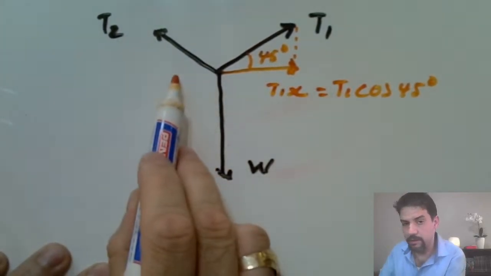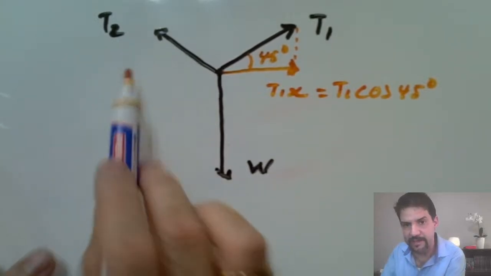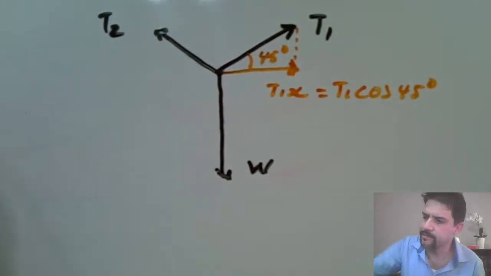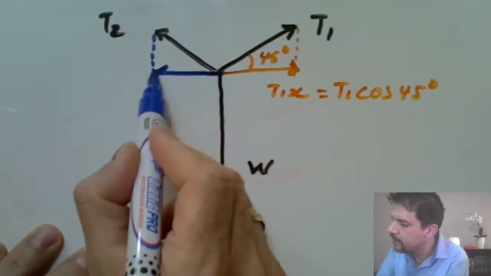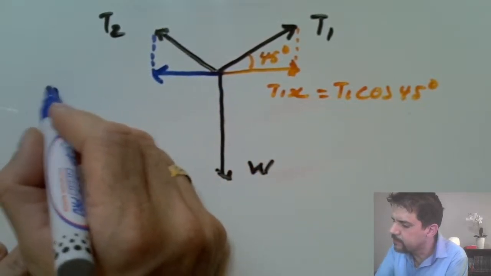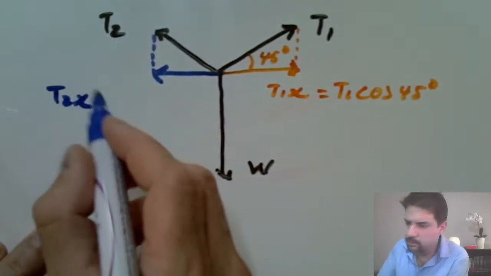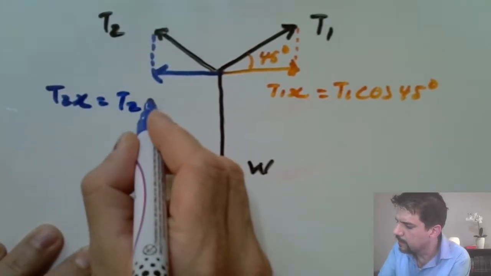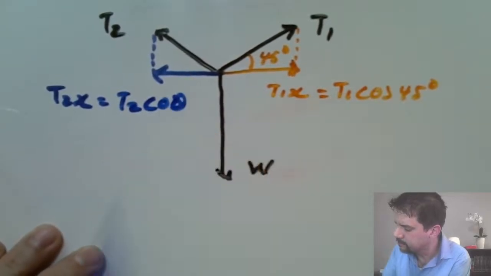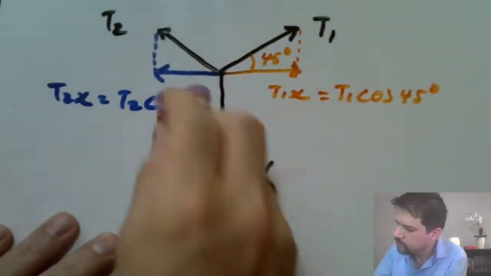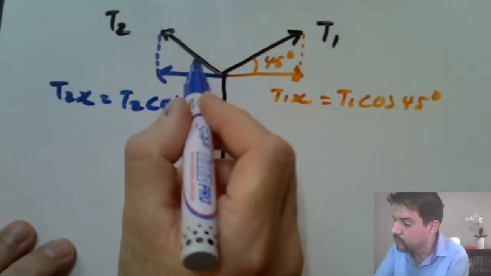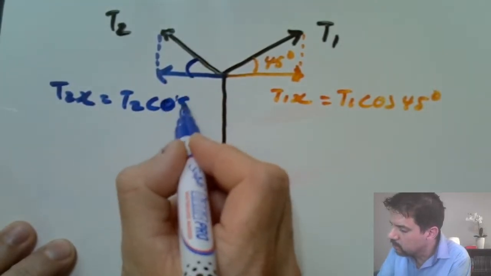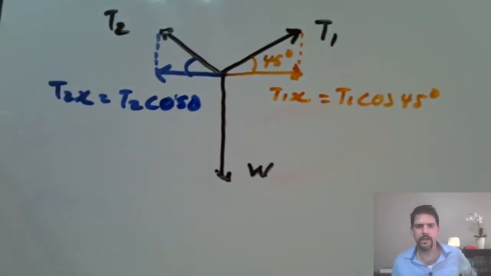The same we're going to do for the other vector. We have that, and this question is a little bit tricky. We're going to have the component here down, and then we have here the x. This one is T2 in x, and T2 in x is equal to T2 multiplied by cosine of theta, because it is also adjacent to the 30 degree here. Cos theta. All right.